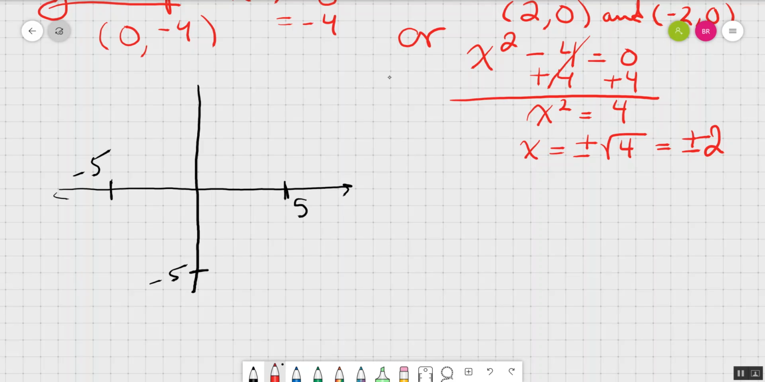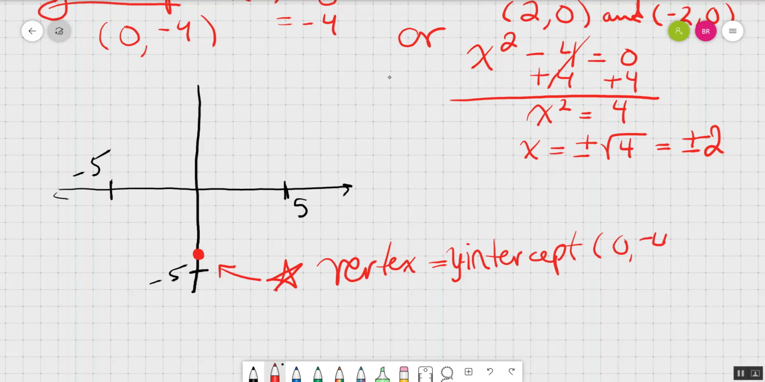Let's plot our points. So our first point we're going to do is our vertex, 0, negative 4. So it's going to be right here. And then I have my intercepts I can use from there. You'll notice that in this case your vertex is also your intercept, your y-intercept more specifically. They happen to be the same point in this case, kind of fun.